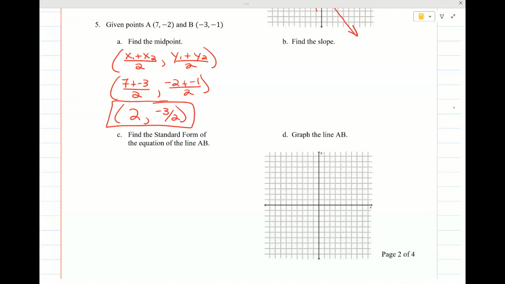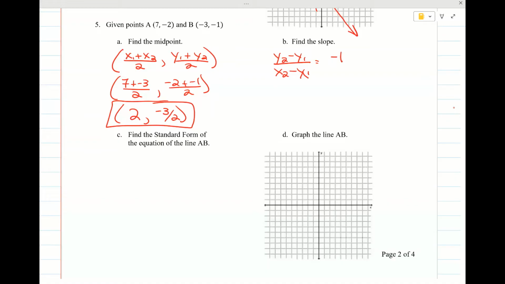To find the slope, we subtract the y values over, we subtract the x values. Remember, it's the change in the y's over the change in the x's. So we're going to do -1 minus -2. And then we're going to put that over -3 minus 7.